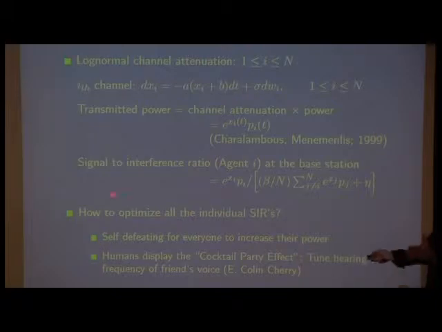Now, the question is, how do you optimize this quantity for everyone? You see, if simply the ith player decides to gun his or her power in order to get the best SIR at the base station, then everybody else can decide to do the same thing. And so what will happen here is that the ratio will remain roughly constant. So it'd be as though we're all here trying to communicate, and we shout louder, but in fact we cancel each other out and we're just working harder.